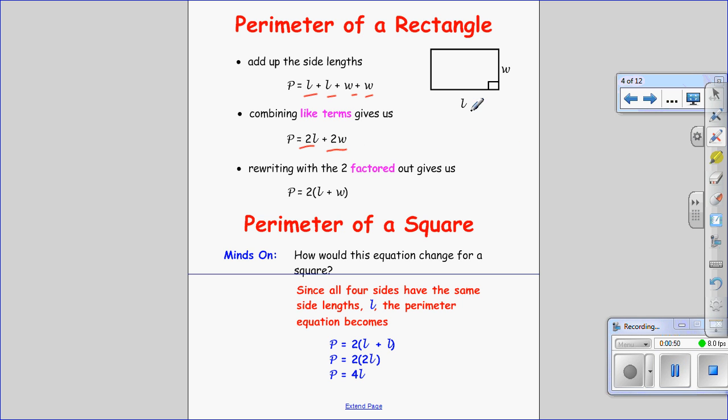And if we want to think about it another way, we've got a length plus width that we can see right here and here, and we have 2 of those, so we can just multiply that by 2 to come up with another equation for the perimeter. Now, if I wanted to have the perimeter of a square, how are all these equations going to change? This W becomes an L, this W would become an L, and now I have 4L.